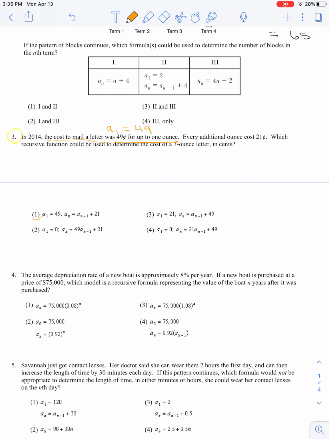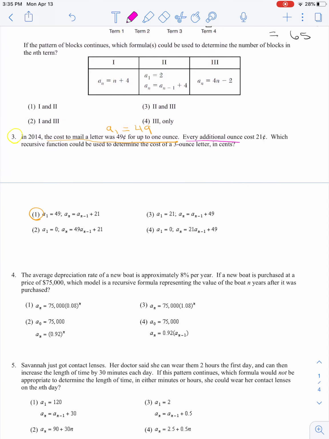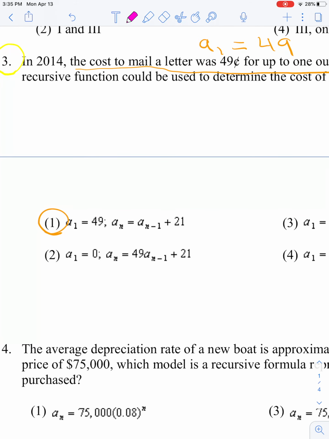So looking at my choices, I could actually select the correct choice already because there's only one choice that says that the A sub 1 is 49. But let's keep reading. So every additional ounce costs 21 cents. So that means that you have an adding pattern of 21 cents per ounce. So the correct answer should be choice 1 because, again, this is the arithmetic recursive formula. This is the term that you have.